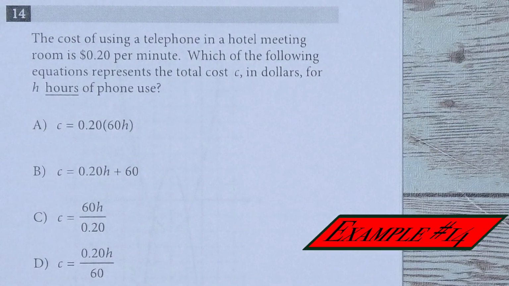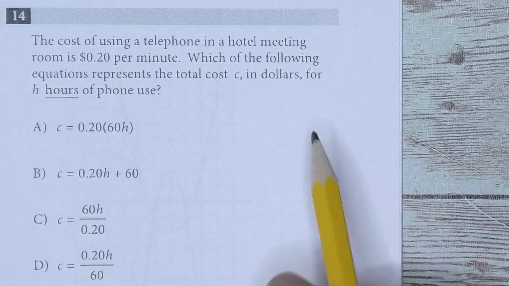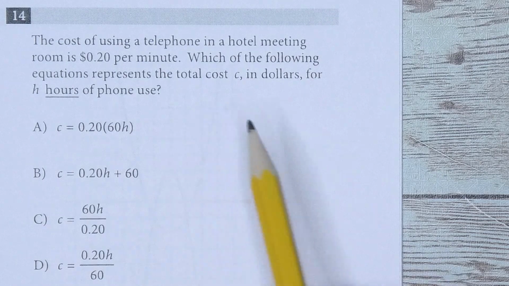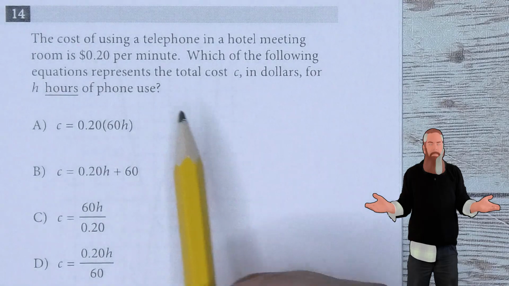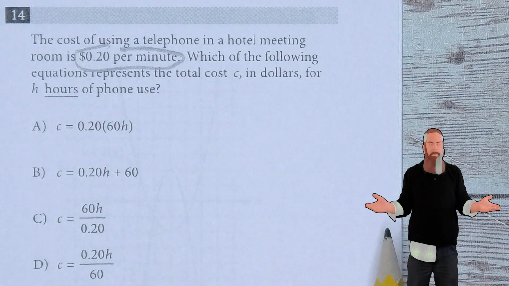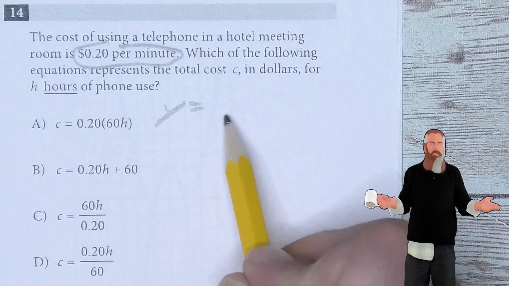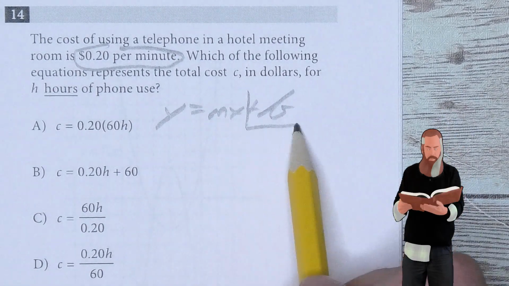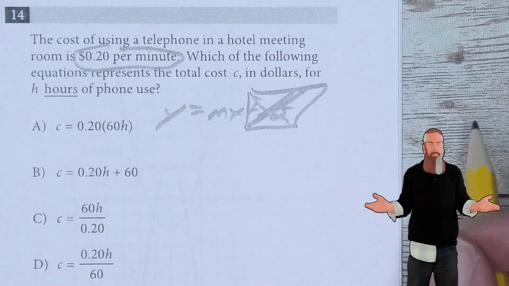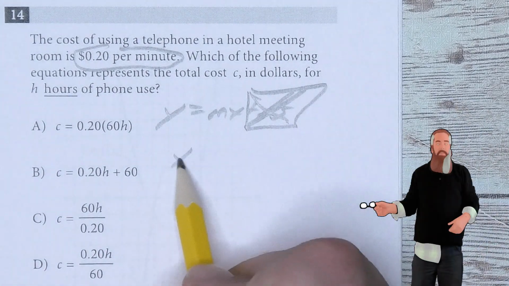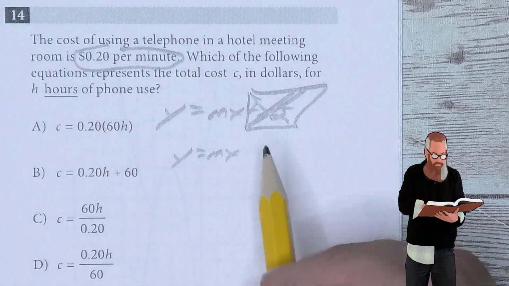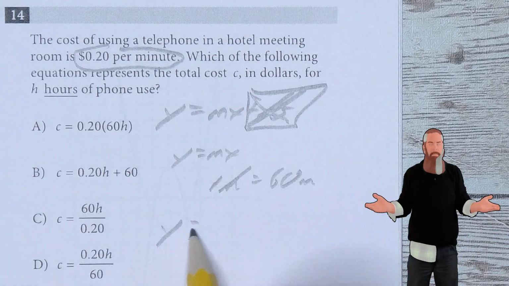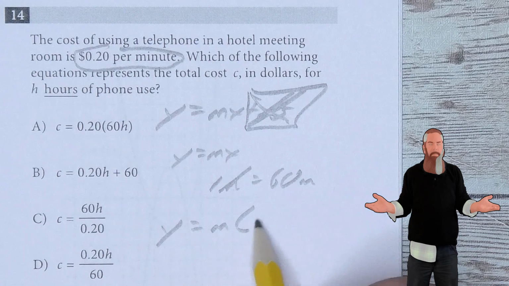The cost of using a telephone in a hotel meeting room is 20 cents per minute. Which of the following equations represents the total cost C in dollars for H hours of phone use? Now we know that it is 20 cents per minute. We can start with the equation y is equal to mx plus b. Now, how much would it cost you to use the phone if you did not use it? Nothing. So the phone's existence doesn't cost you money. So we're left with simply y is mx. Now, 1 hour is equal to 60 minutes. Nice and simple stuff. So y would be equal to m times 60x.